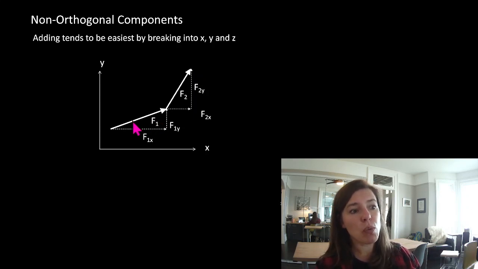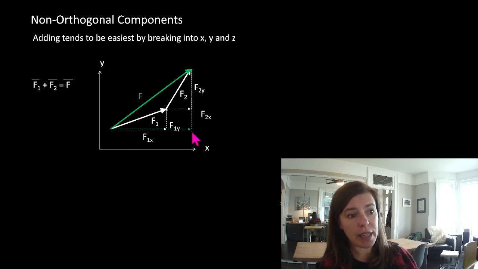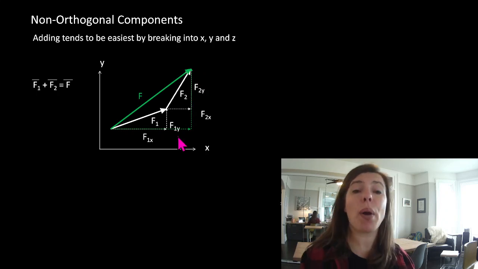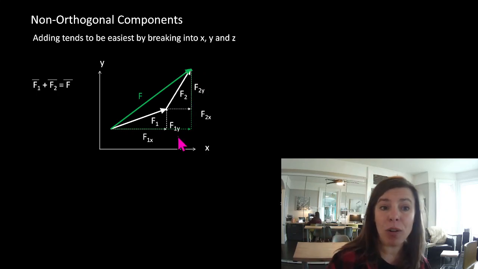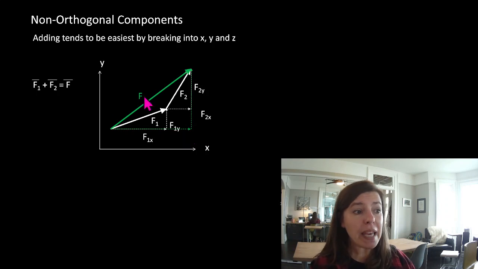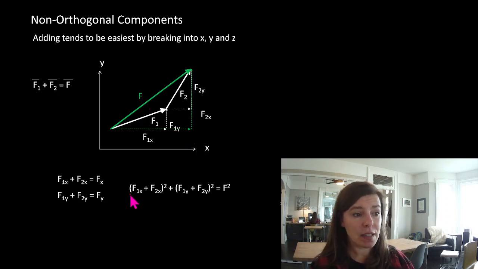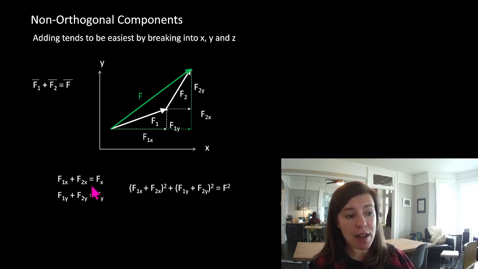We know that we can use a right angle triangle to determine these, and we can use a right angle triangle to determine these. Well, now we could add up f1x and f2x, f1y and f2y. So we've got a total here and a total here. And now we've just got a brand new gigantic right angle triangle that we can figure out what f is. So f1x plus f2x equals fx. f1y plus f2y equals fy.